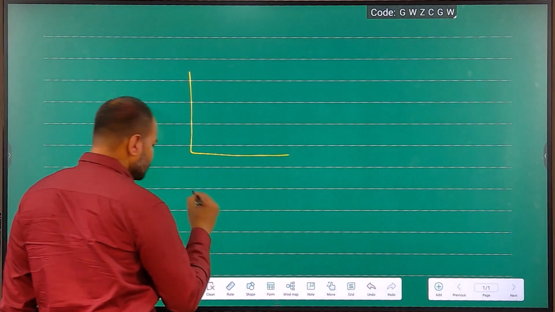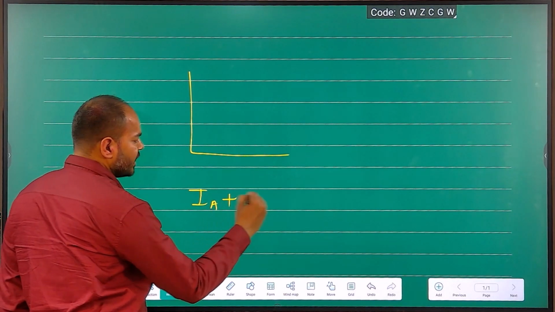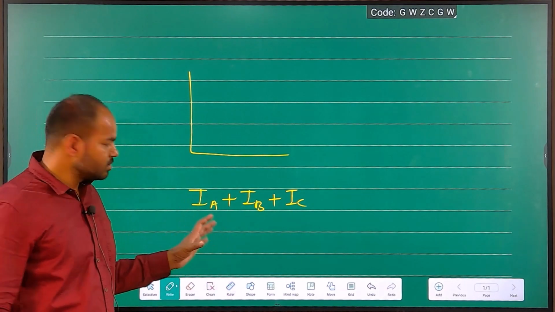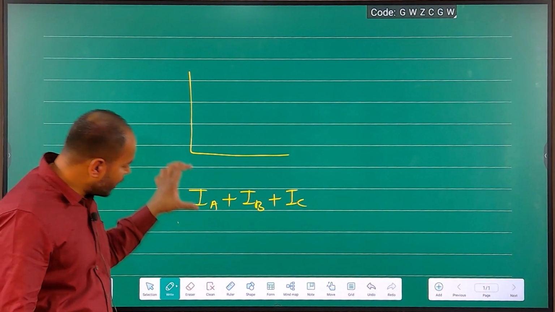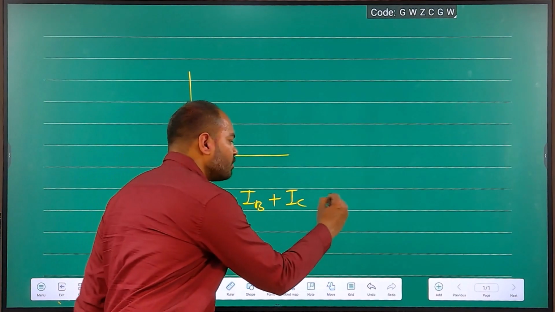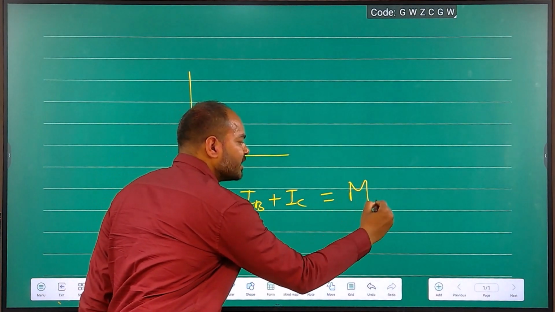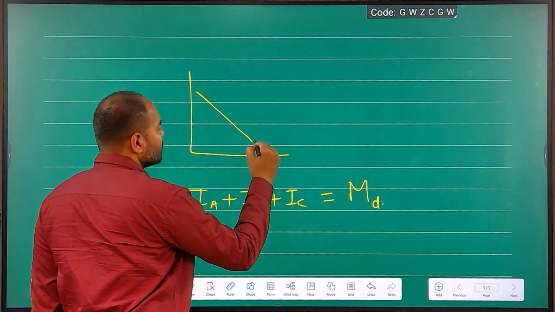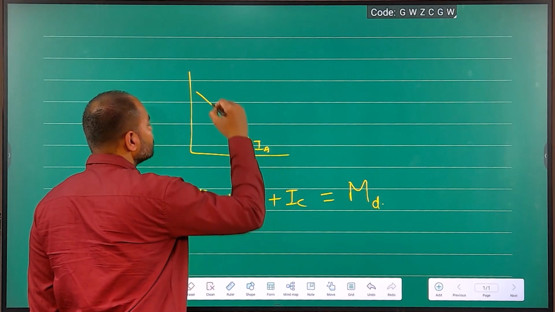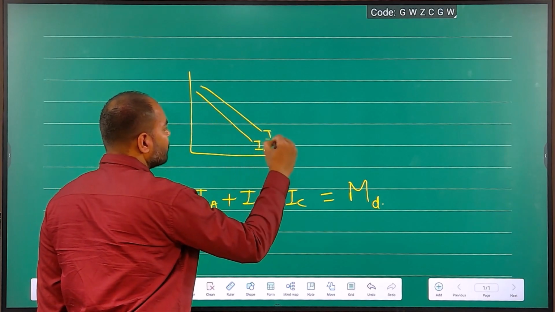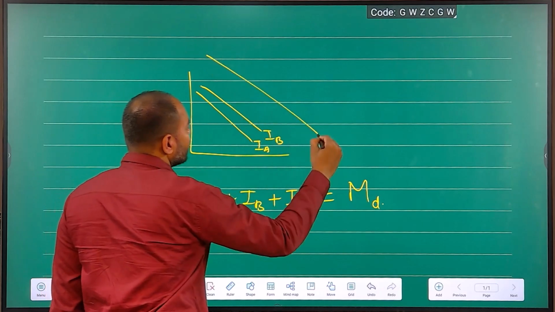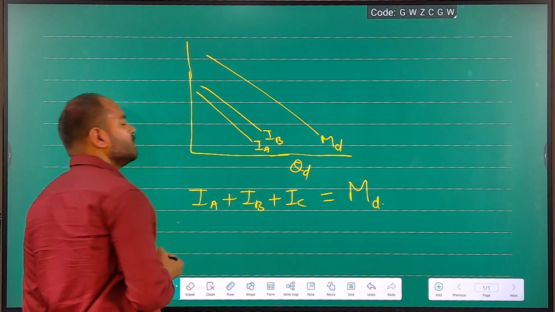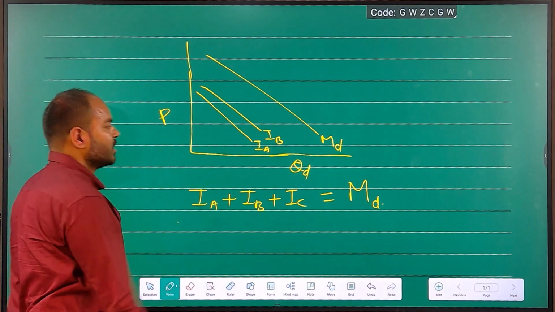Okay, and the last is individual versus market demand. It is very simple. Individual A, individual B, individual C. If we add the demand of every individual, we will come up with the market demand. Okay, so this is, say, individual demand A, say individual demand B. If you sum the total, you will get the market demand. On the x-axis we have quantity demanded, on the y-axis we have price.